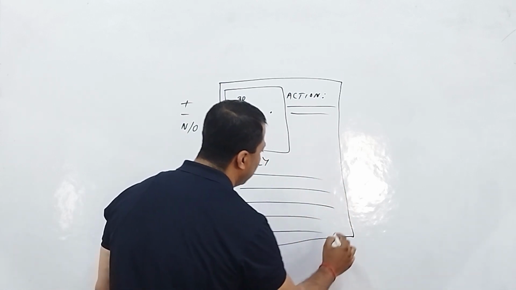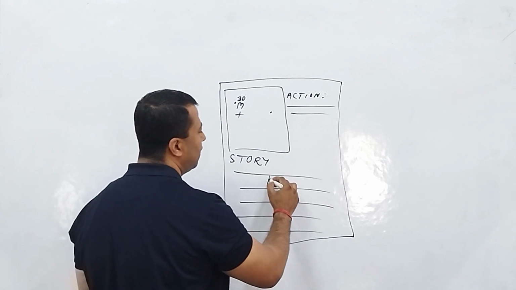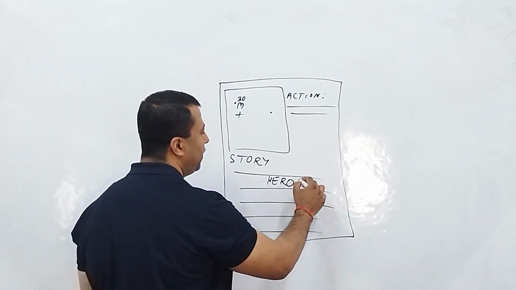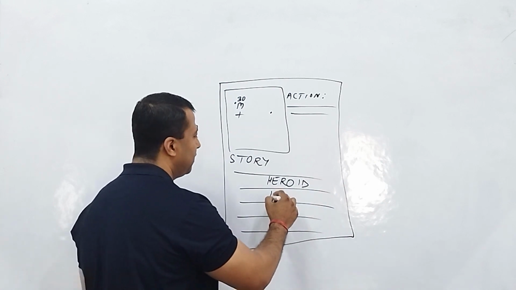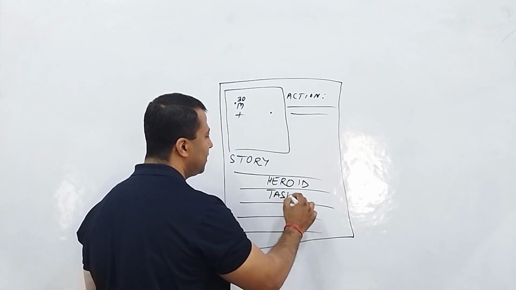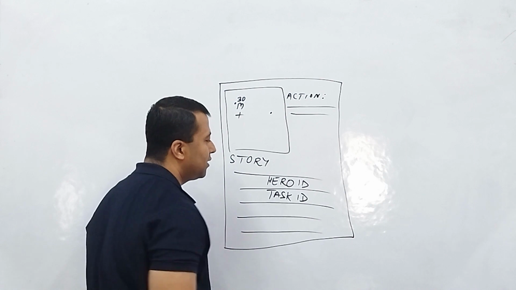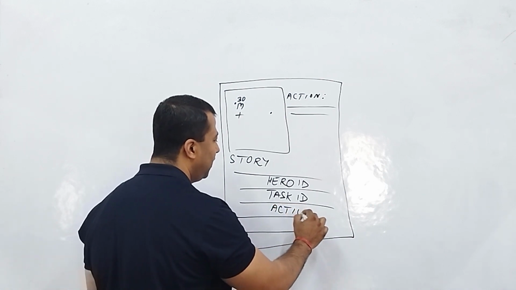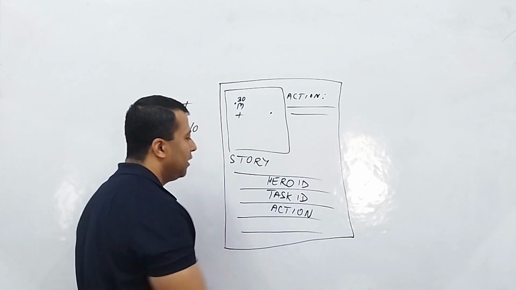Right. Your story will have 4 components. Number 1, you will define your hero. We call it hero identification. At the next stage, you will write the task. We call it task identification. In the next segment, you will write the action.